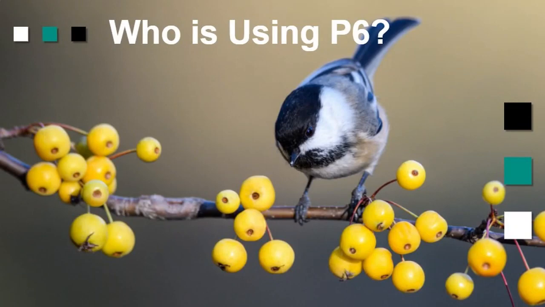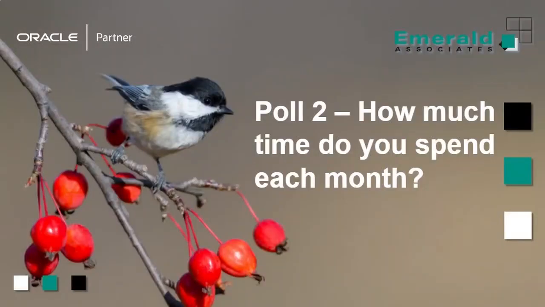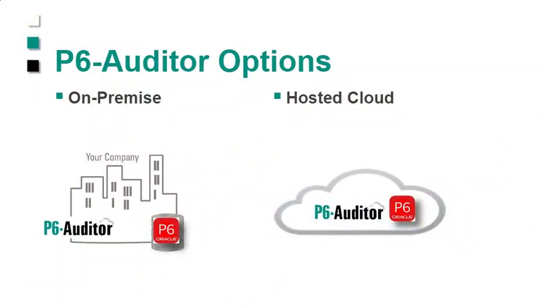I'm going to skip those polls, and I'm going to just jump into explaining the technology. The way that the technology works is we're using audit tables, which are part of P6, so you can turn them on. By default, they're not turned on, so that's something you have to turn on, and then from there we can grab the data into P6-Auditor.